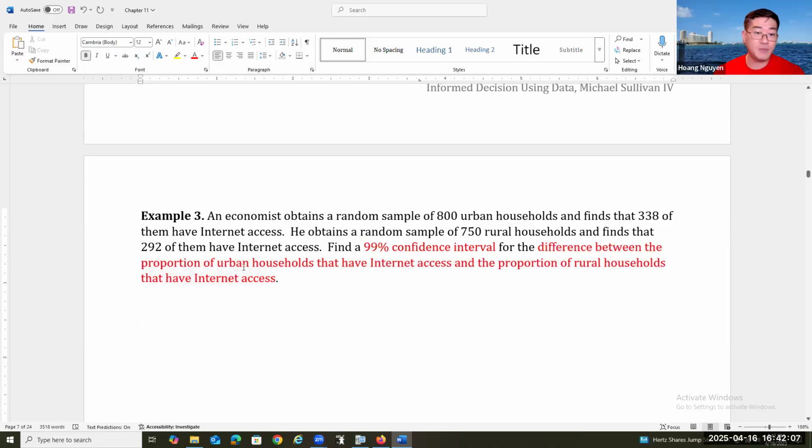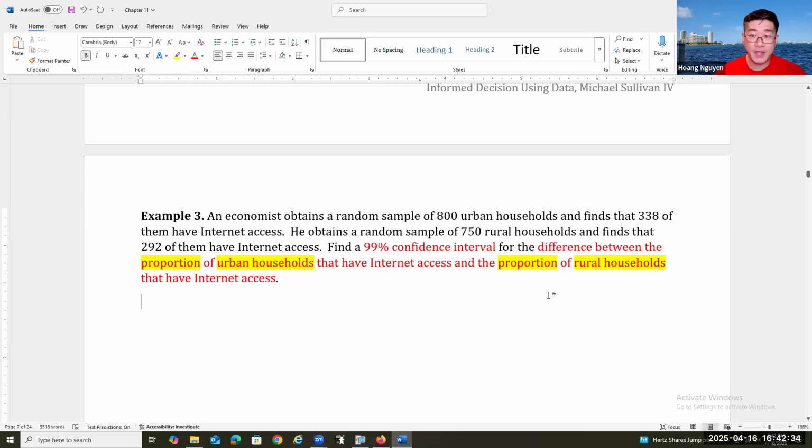The difference between the proportion of what? Of urban households that have internet access and the other proportion of rural households. So we're going to compare two population proportions, urban and rural, and you want to see if there is a difference between those two.